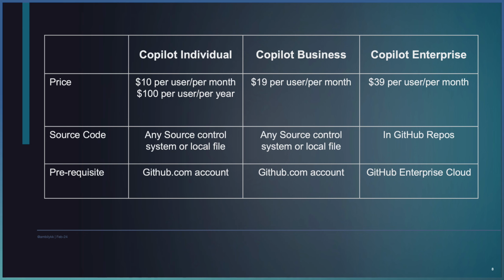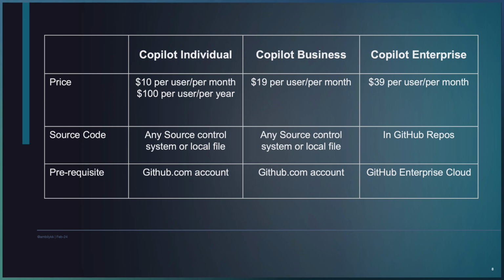Individual and Business work across all source code systems. Your source code files can be anywhere. Irrespective of where the code is, Copilot Individual and Business will work with any code base. If it needs to be loaded into your IDE, then it starts working. The only requirement is both require a GitHub.com account. The GitHub.com account is used for license management, controlling the activation of the Copilot plugin. So you need a GitHub.com account. That's the only dependency for Business and Individual.